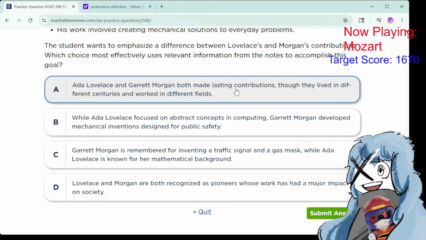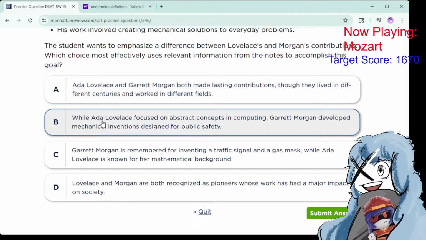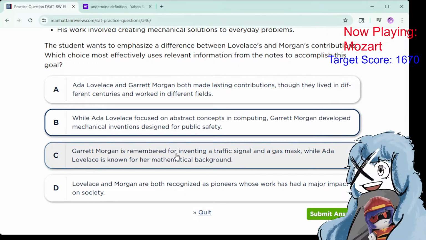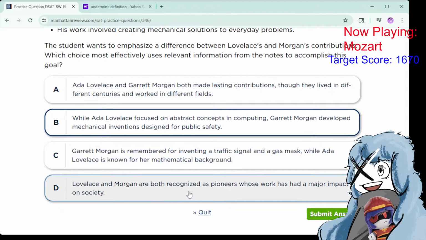Both made contributions, though they lived in different centuries. Only focus on abstract concepts in computing, developing mechanical inventions designed for safety. Garrett Morgan is remembered for inventing design investment, while Ada is known for her mathematical background. Lovelace and Morgan were both recognized as pioneers who worked in mathematics.